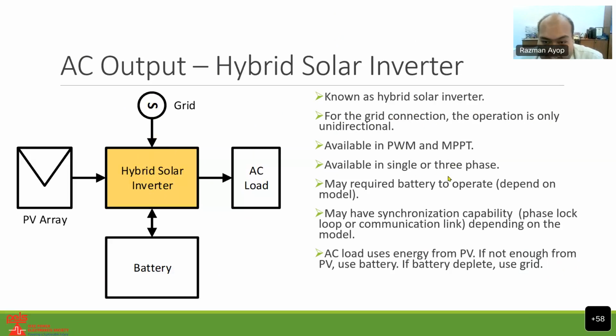It's also available in single and three phase, PWM and MPPT. You may have to have a battery to operate, depending on the model. It may have synchronization capability, either through a phase shift loop algorithm or a communication link, depending on the model. The AC load uses energy from the PV first. If the PV cannot support the system, it will try to use the battery. If the battery cannot support the system, it will take energy from the grid. That is the hybrid solar inverter.